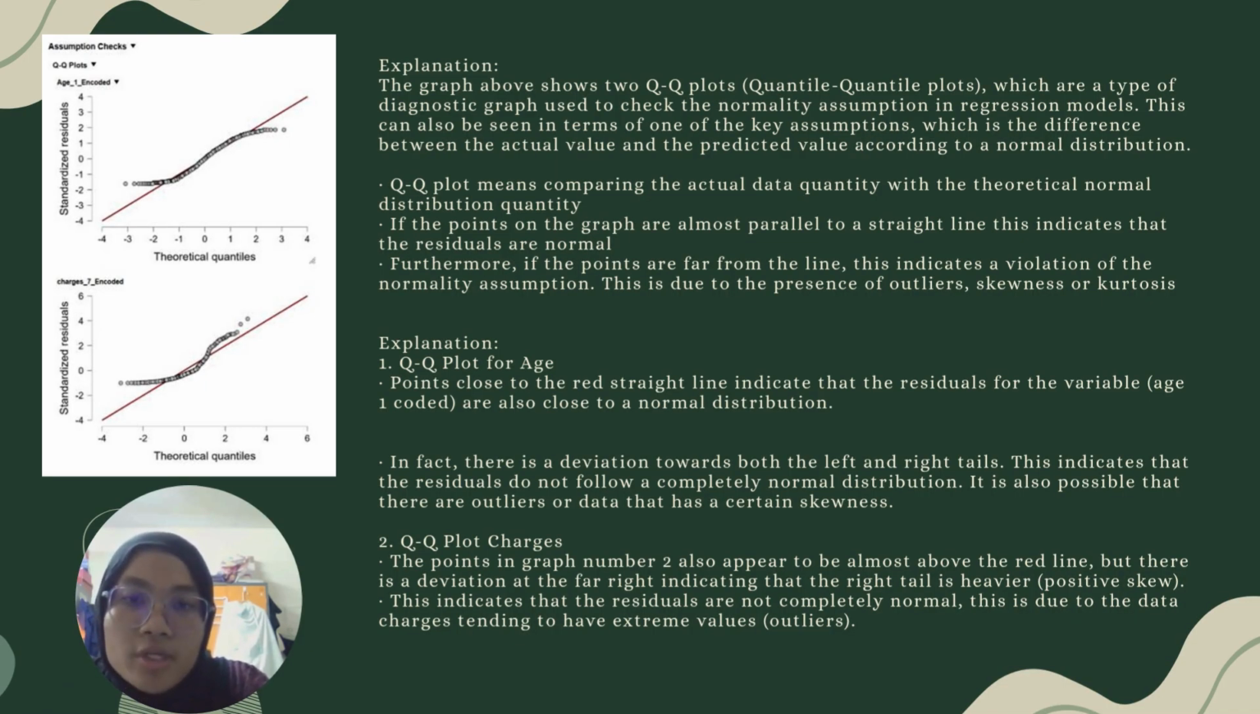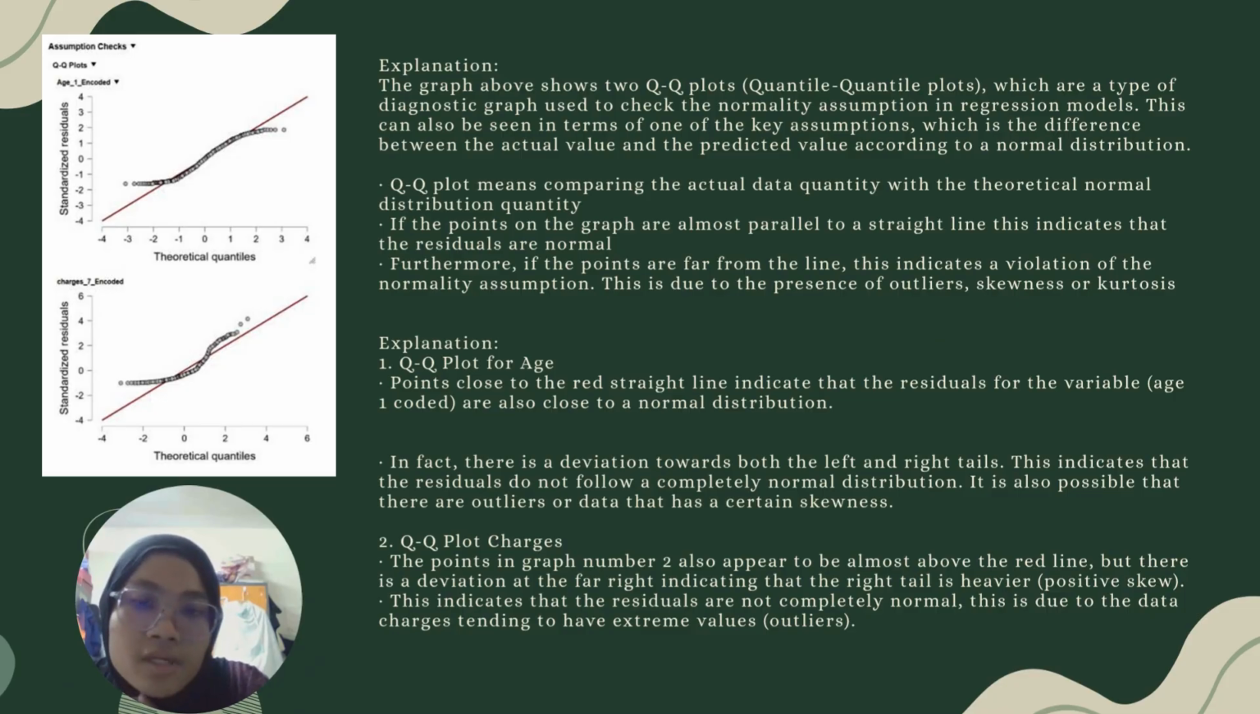If the points on the graph are almost parallel to a straight line, this indicates that the residuals are normal. Furthermore, if the points are far from the line, this indicates a violation of the normality assumption. This is due to the presence of outliers, skewness, or kurtosis. So the explanation: first, the QQ plot for age, where points close to the red straight line indicate that the residuals for the variable age are also close to a normal distribution.